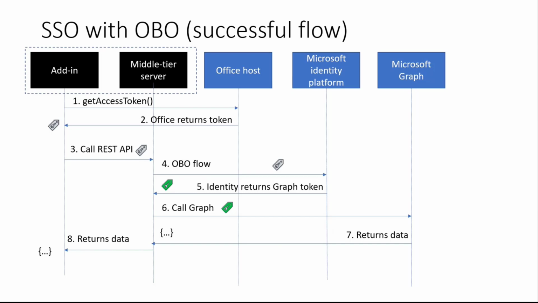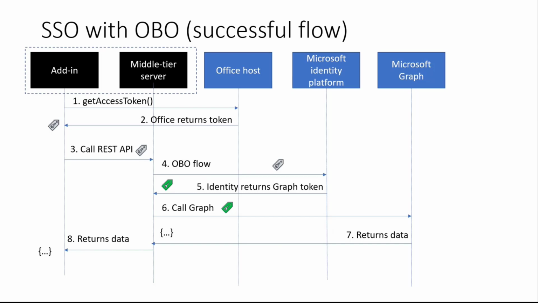And anytime you get an access token, I think a good question is: access to what? In this case, it's an access token to your own middle tier server. So the add-in is going to use that to call the middle tier server, a REST API. And then the middle tier server is going to call Microsoft Graph. Now it has to do this on behalf of the user, because that access token only has user identity and an access_as_user scope. It has no scopes to Microsoft Graph in it, so it can't be used to call Microsoft Graph.